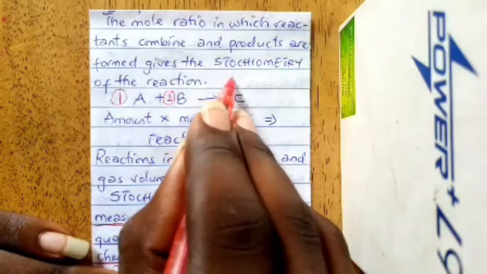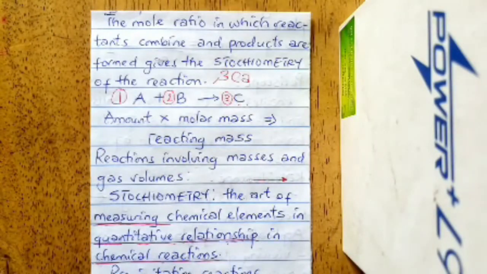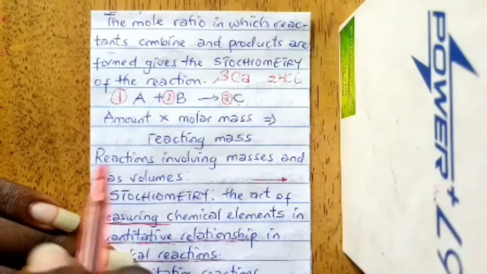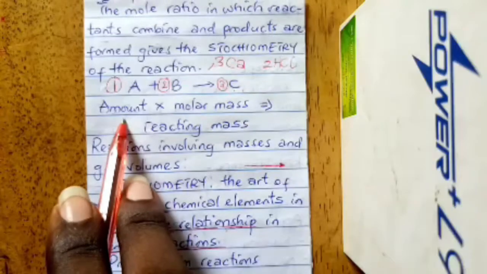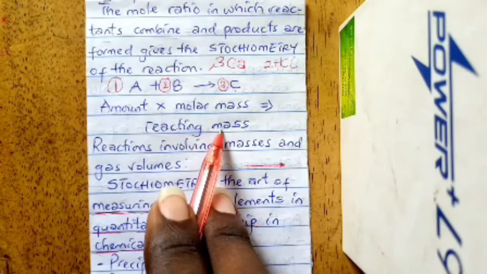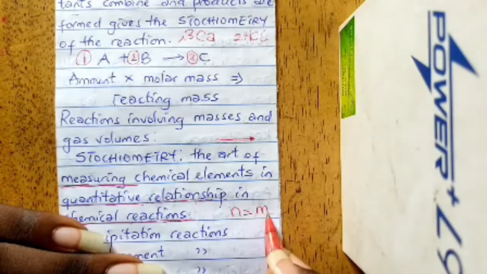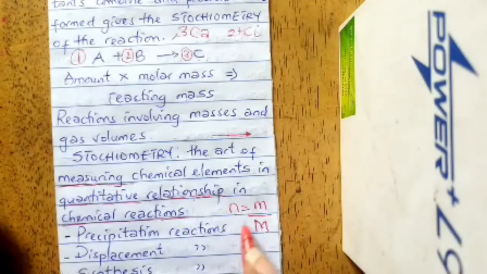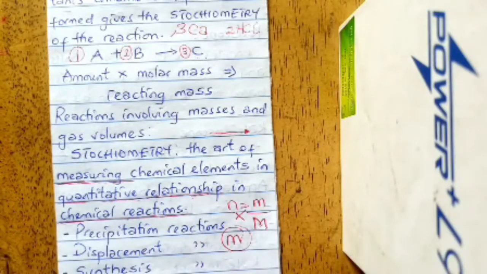So you can have, say, calcium carbonate with 3 at the front. Now 3 signifies the number of mole. You can have 2HCl. Now 2 signifies 2 moles of HCl. So quickly now, you have amount times molar mass is equals to reacting mass. And this is what I explained earlier on. I told us n equals m over capital M. Amount n times molar mass would give us the reacting mass m. So this is just a change of subject of the formula.